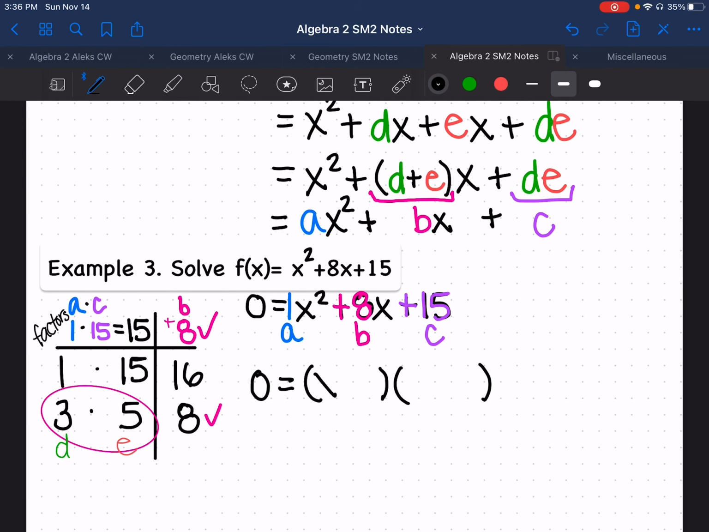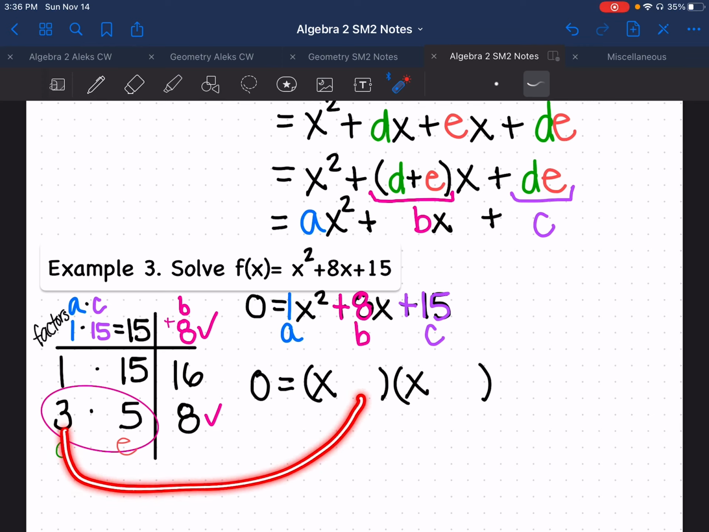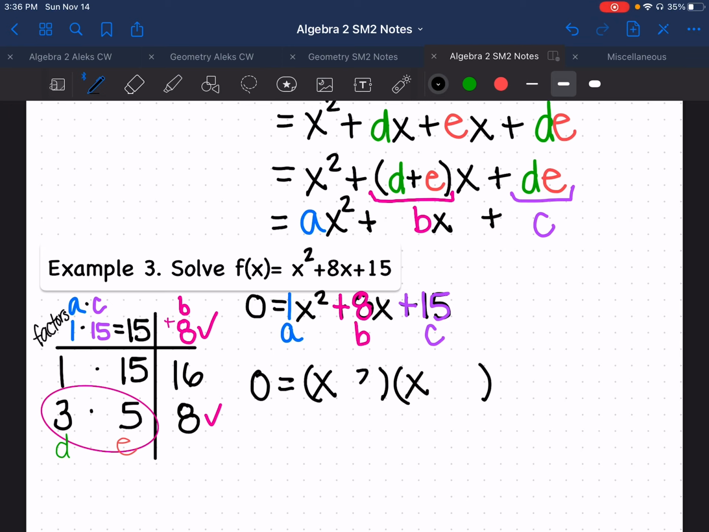So I put x and x because that's going to give me this x squared term. And then the 3 is going to go here, and the 5 is going to go there. It's just that simple. One goes with one goes with the other. What kind of 3 is it? Well, it's a positive 3. What kind of 5 is it? Well, it's a positive 5, and I've gone ahead and factored.